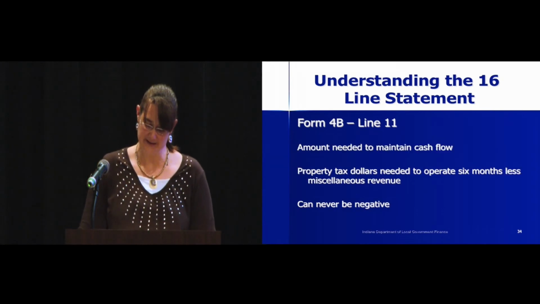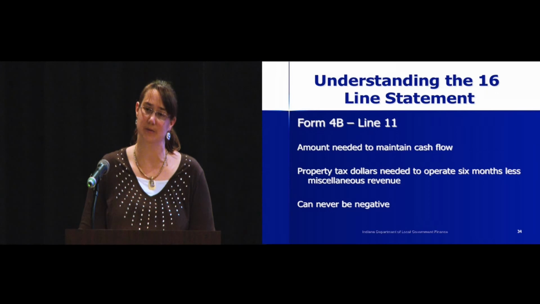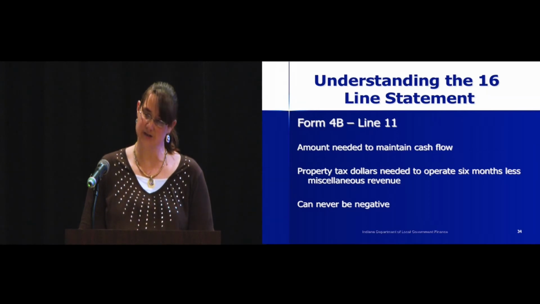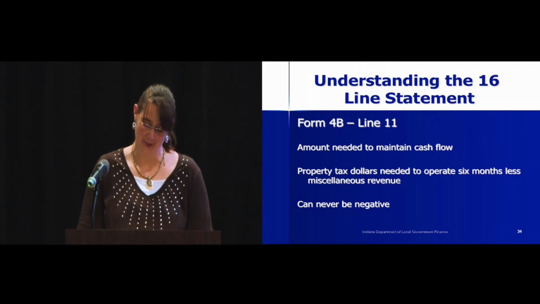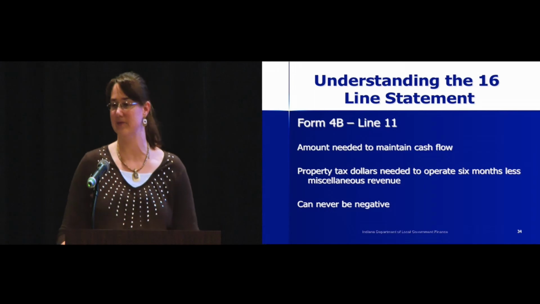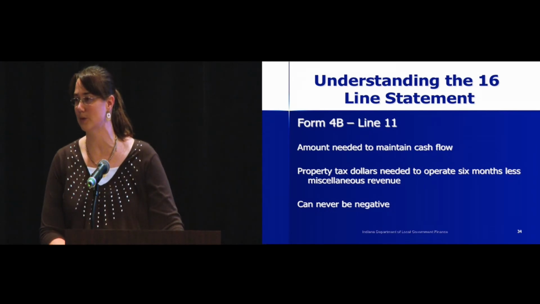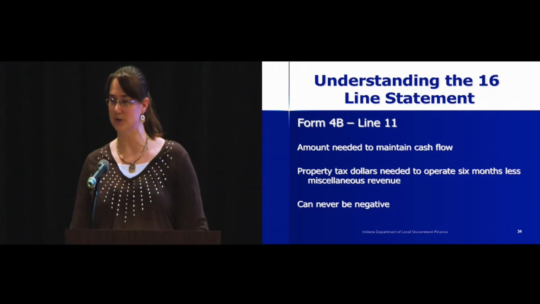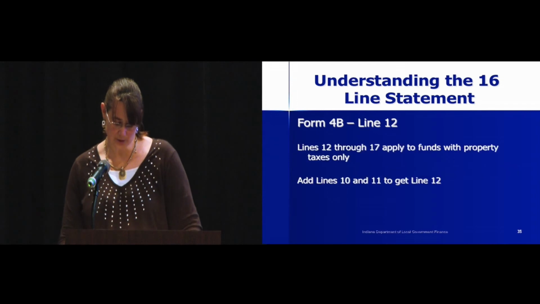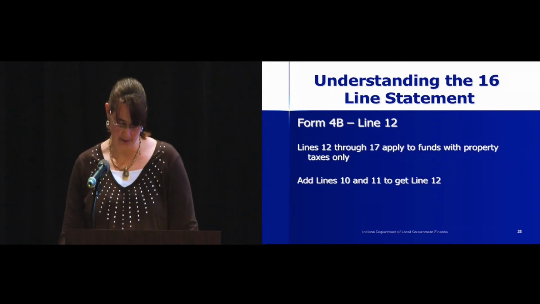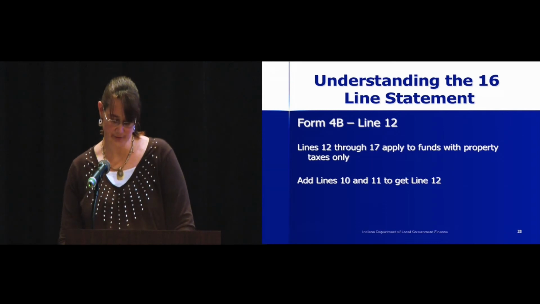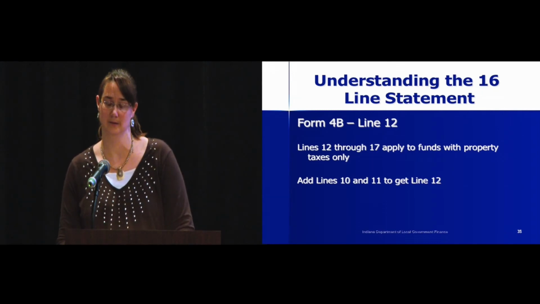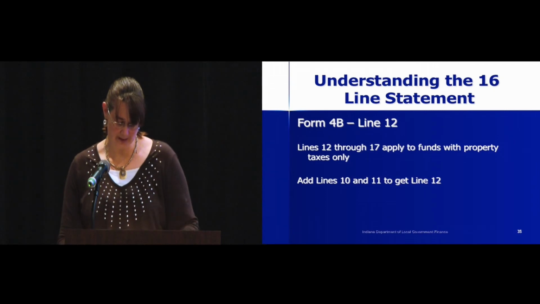Line 11 is the amount needed to maintain your cash flow. Property tax dollars needed to operate for the 6 months less the miscellaneous revenue. This can never be a negative. If it's a negative, we will be cutting your budget, or you would be doing a current year resolution to reduce the current year's budget. Lines 12 through 17 apply to funds with property taxes only. You add line 10 and line 11 to get line 12.